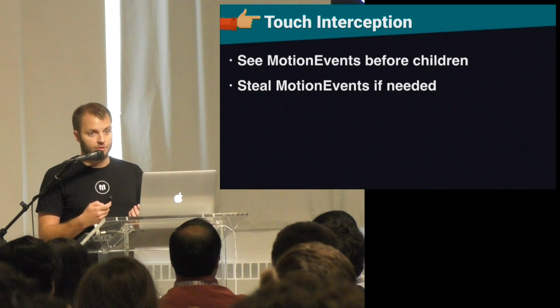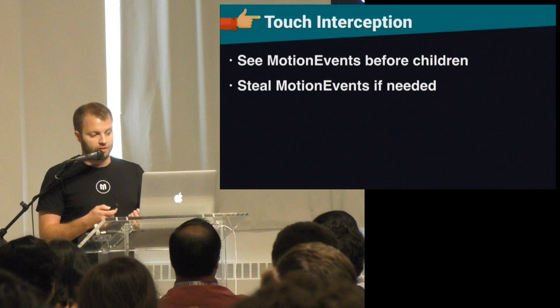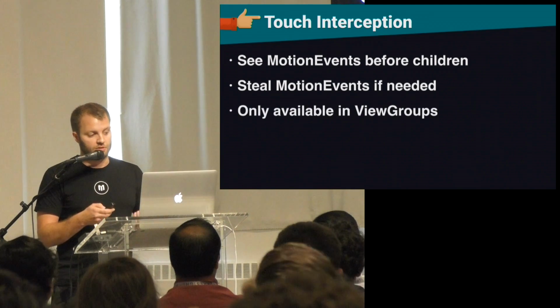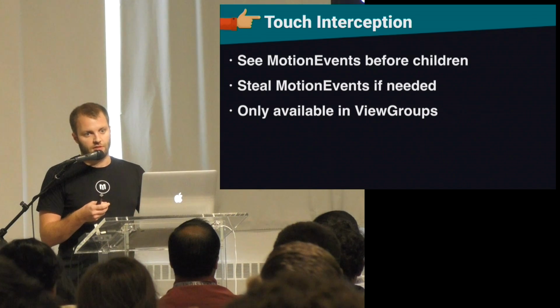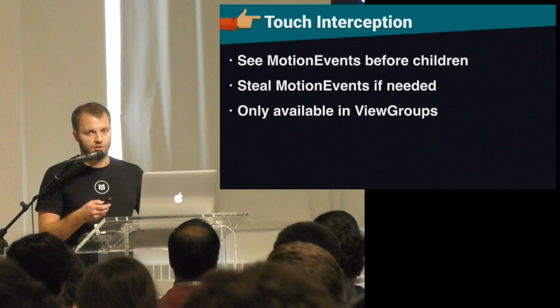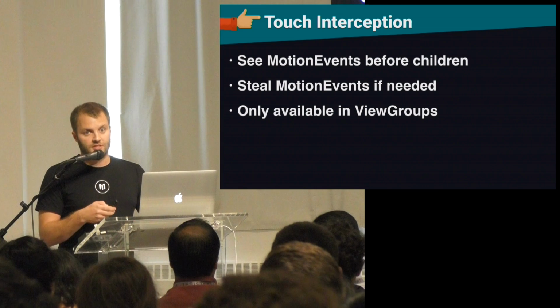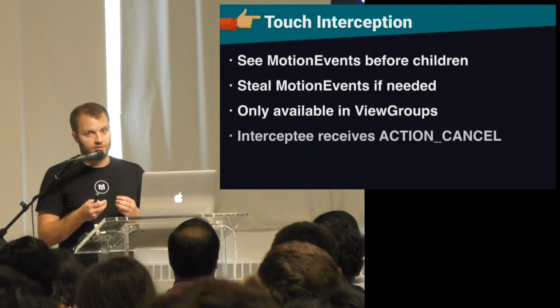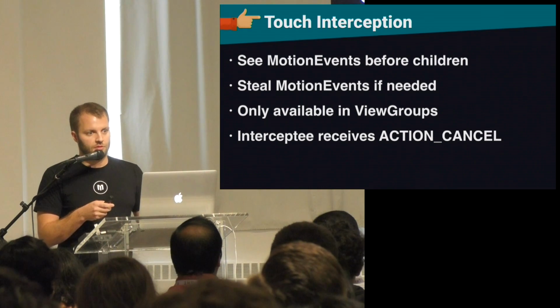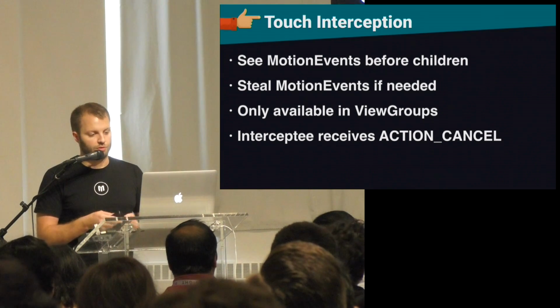And this is what happens in a scroll view. It's obviously something that only happens in view groups. So the scroll view will see a bunch, let's say, of action moves and say, I want to become the touch target, and then it's going to steal the whole gesture from the child view, and the system will send an action cancel to the view that had the focus before.